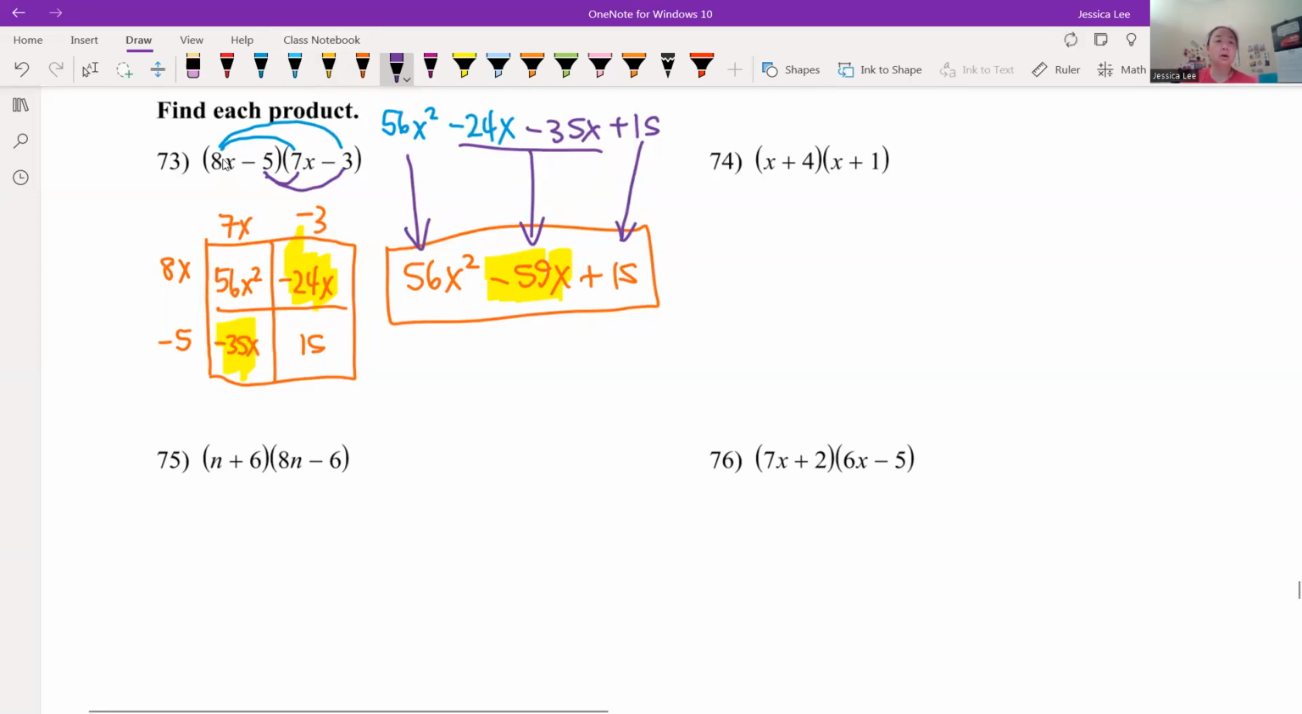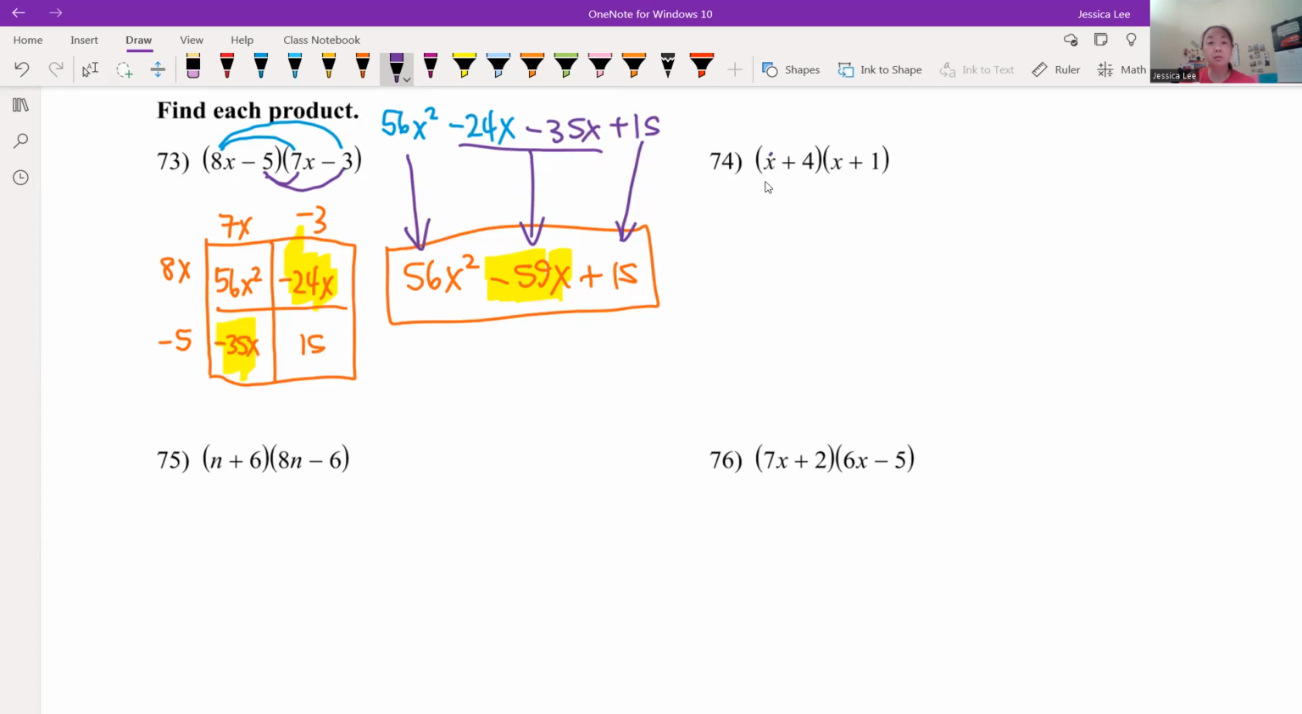A lot of people will just go 8x times 7x, and write down 56x squared, and then they'll do 5 times 3, and do the plus 15. But they'll totally forget the middle parts, right? But at least visually, if you do the area model, you will not forget that because it'll be blank, and you're like, oh wait, I need to fill that out. So again, you choose which way you want to do it. Either way is fine.